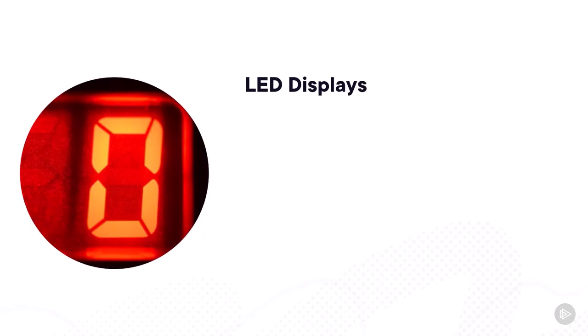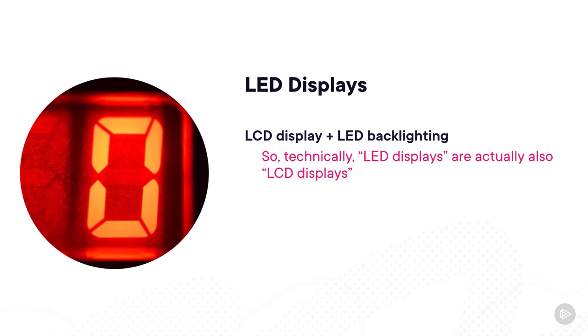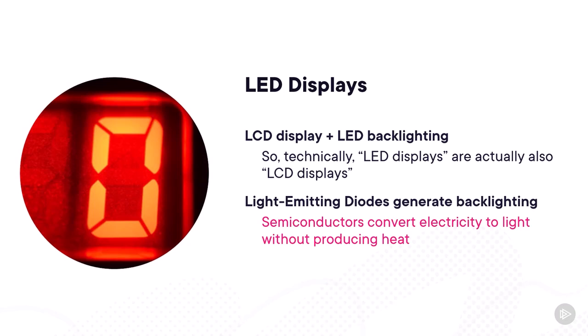Now, LED displays differ from LCD displays in the backlighting method used. Specifically, the backlighting is generated by light-emitting diodes rather than a CCFL array. So, to be precise, an LED display is still really an LCD display, just with LED backlighting. Light-emitting diodes have been around for many years. You can see an example of a primitive LED display in the picture, and they are basically semiconductors that generate light when a current is applied to them, without simultaneously generating very much heat.